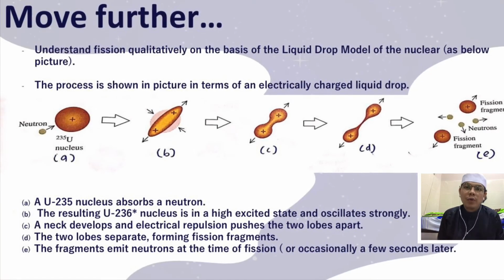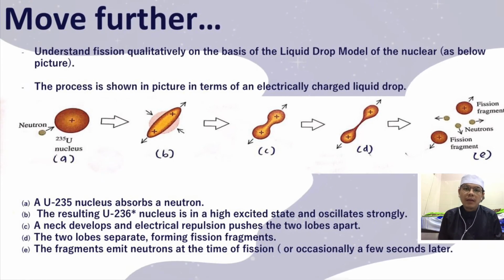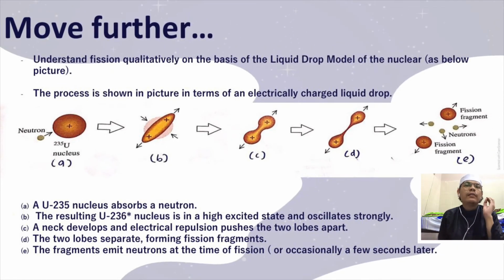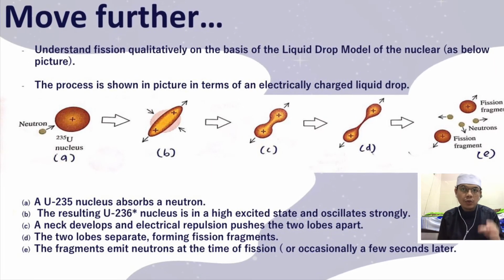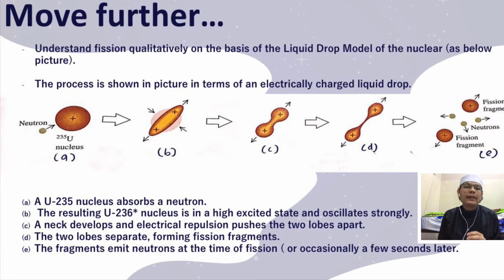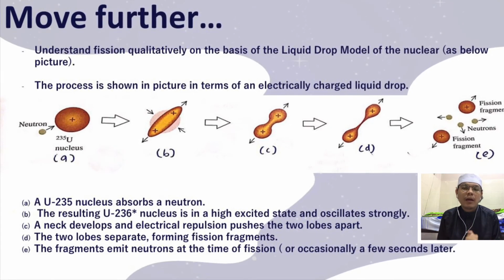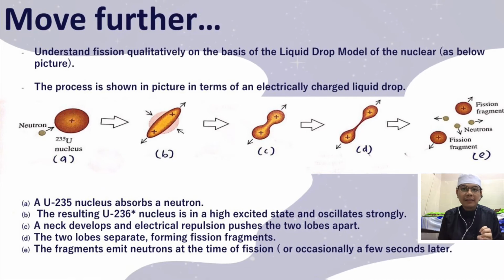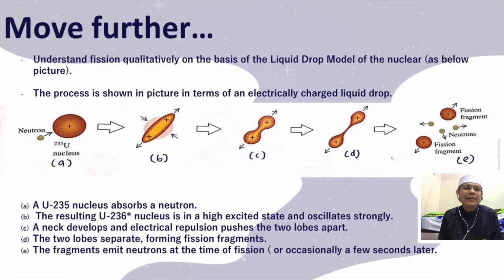Hi everyone, do you want to know more further about the liquid drop model? In this slide, we have the conclusion about it, or we have the answer. So we can understand the fission qualitatively on the basis of the liquid drop model of the nucleus. As we can see in the diagram shown in the slide, the process is shown in terms of an electrically charged liquid drop. These sketches should not be taken too literally, but they may help to develop your intuition about fission.